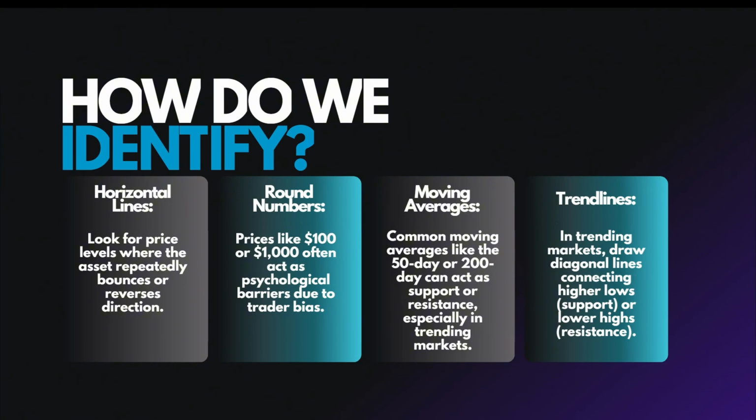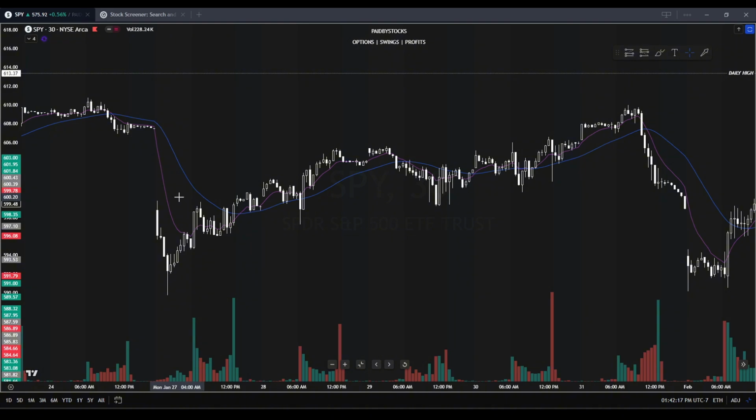How do we identify support and resistance? Horizontal lines: look for price levels where the asset repeatedly bounces or reverses direction. Round numbers like 100 or 1,000 often act as psychological levels or barriers due to trader bias. Moving averages, common moving averages like the 50-day or the 200-day, can act as support or resistance, especially in trending markets. And trend lines: in trending markets, draw diagonal lines connecting higher lows, which is support, or lower highs, which is your resistance.